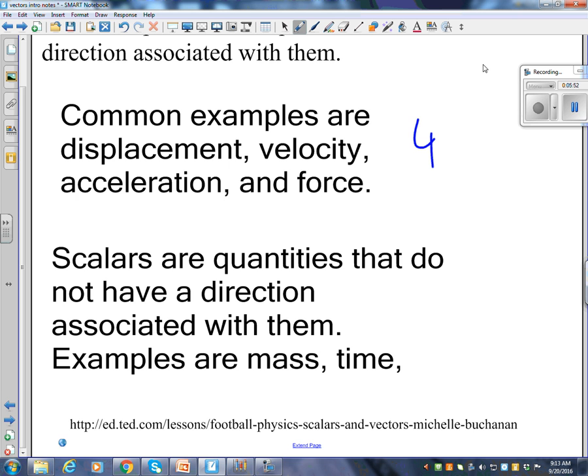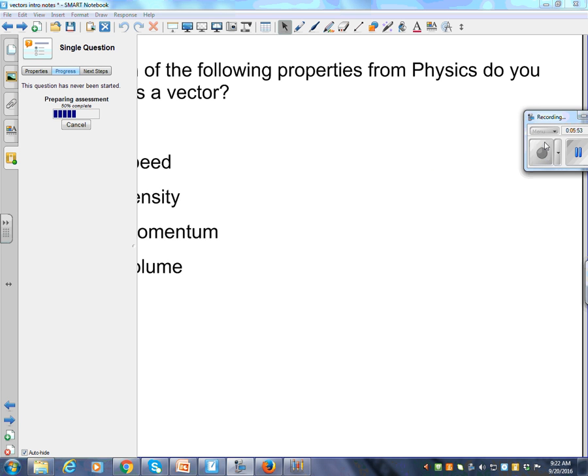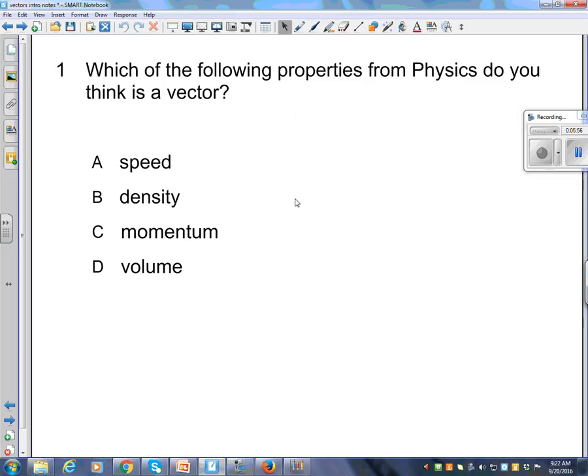Well, it's true. So here's the first question. Which of the following properties in physics do you think is a vector? I gave you the big four. Which one do you think might be a vector? Speed, density, momentum, or volume?